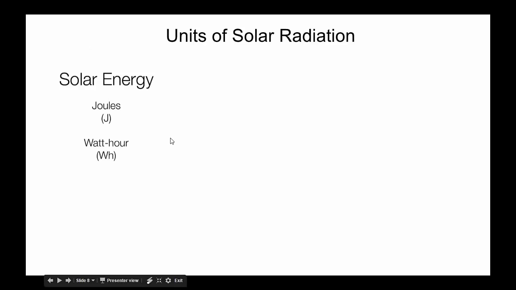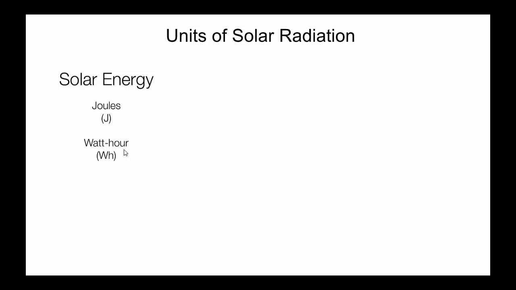So at the core of what solar radiation is, it's the same thing as energy. It is the energy that comes in from the sun. And you can measure that energy in joules or in watt hours. Watt hours or kilowatt hours are the same units that we use to measure electricity that goes into our buildings. So really what we're talking about here is the energy that comes in from the sun to your building.